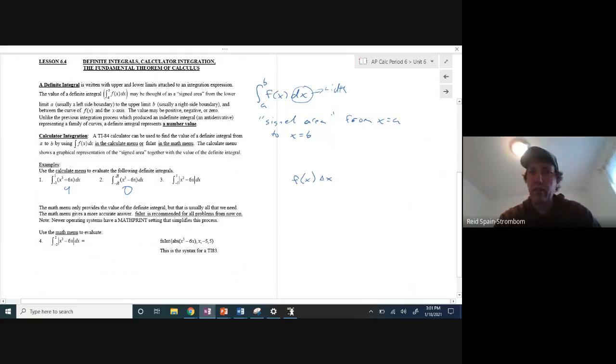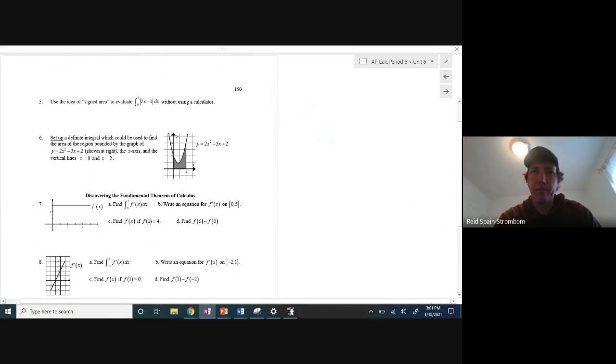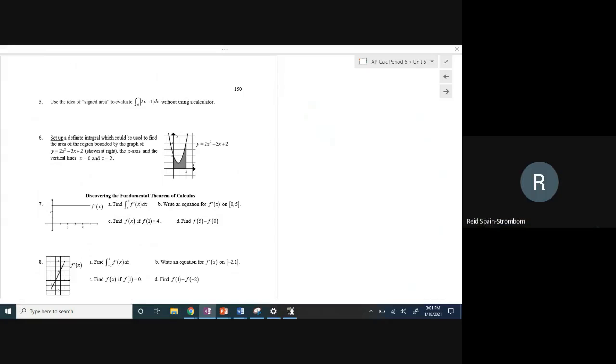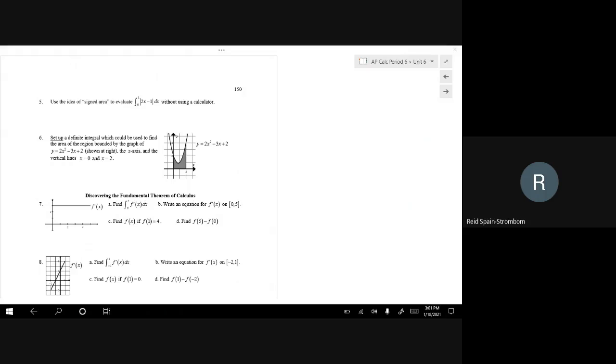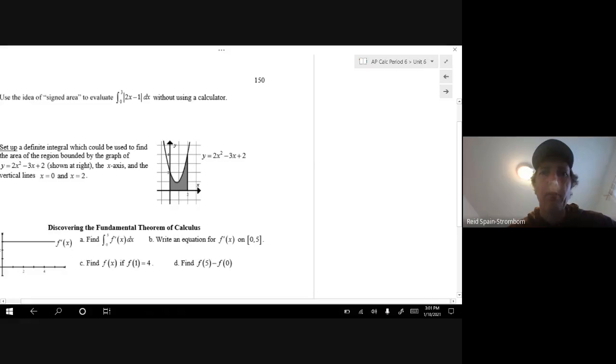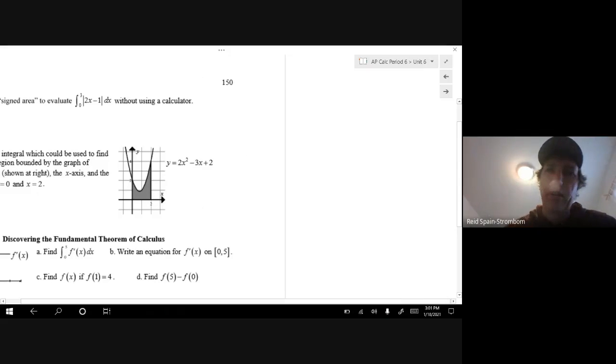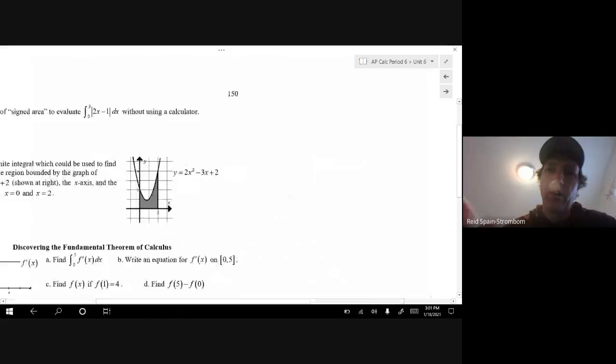All right, let's continue. Now, here it's asking us to evaluate the integral from 0 to 3 of 2x minus 1. We're actually going to be using geometry to do this. If we think about graphing 2x minus 1, well, we know at 0 that we're at a height of negative 1.